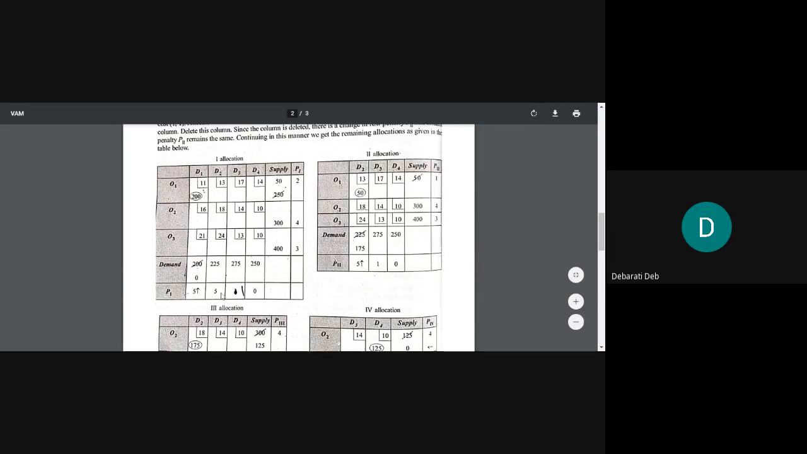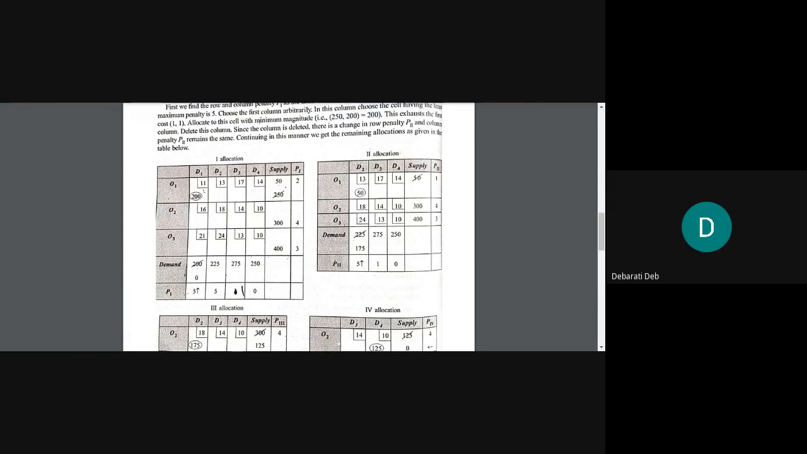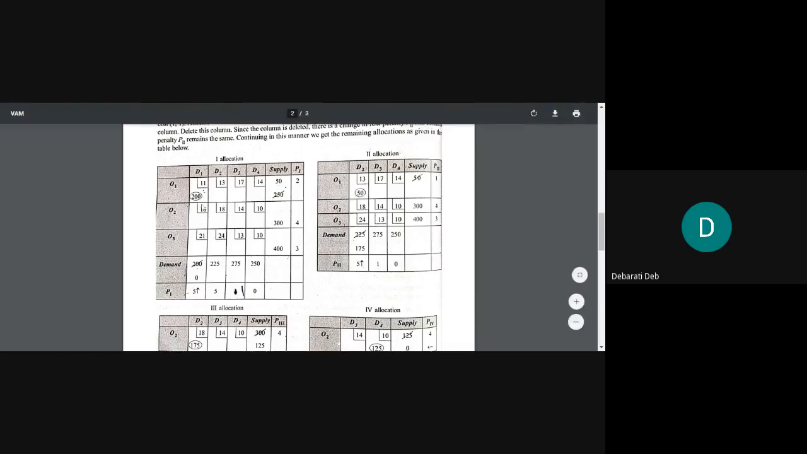Both are giving 5. Both the columns' difference, that is D1 and D2 columns' difference, are giving you the same number. In this case, arbitrarily you can select any one, just like the least cost method. So here, let us do with the first one. We will always select the first one arbitrarily. That will be our arbitration method. So the first number is 5, that is in D1, that one we will select.